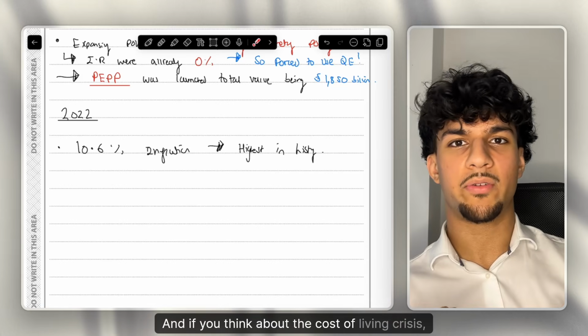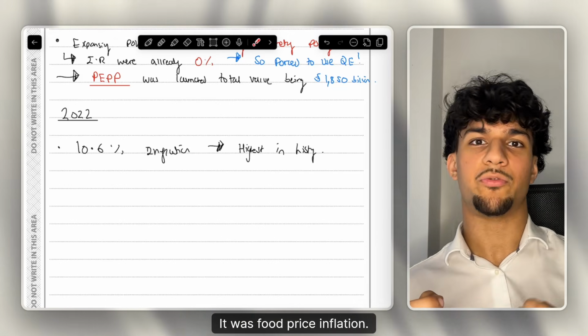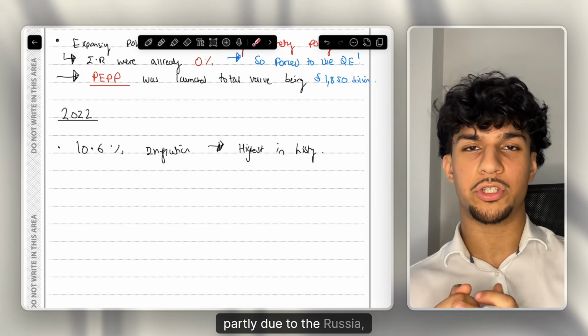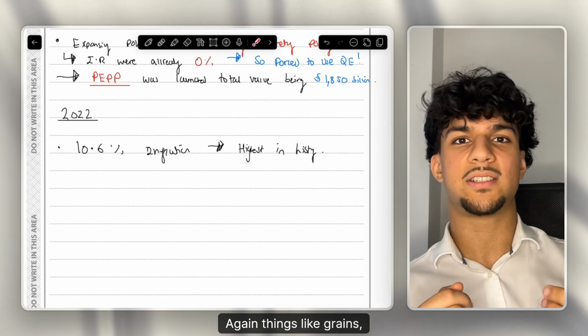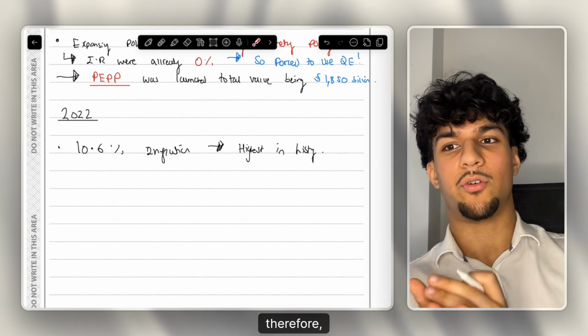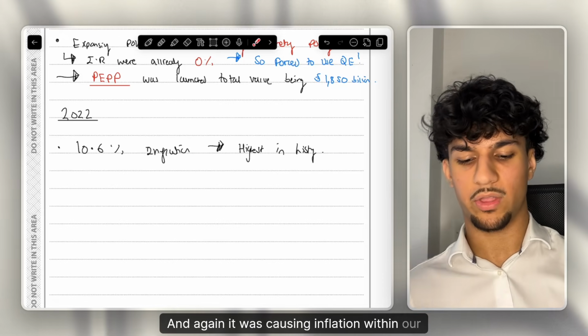And if you think about the cost of living crisis, what was one of the major components of that? It was food price inflation. Food price inflation hit around 20%. Of course, this was partly due to the Russia-Ukraine war again. Things like grains, due to the war, became more expensive, with less supply, which bid up the price, and again it was causing inflation within our economy.